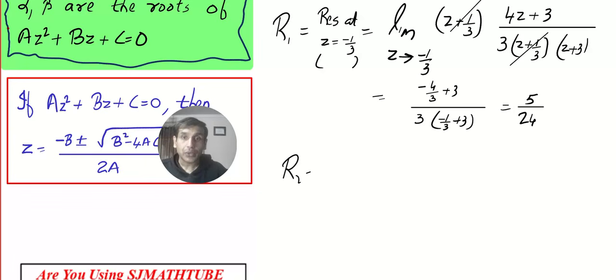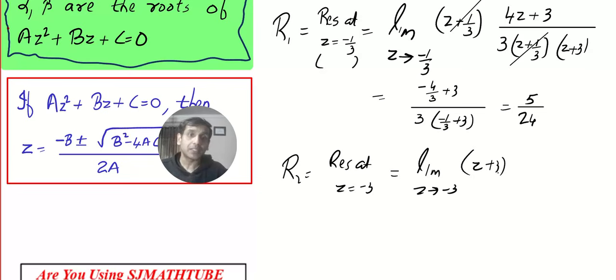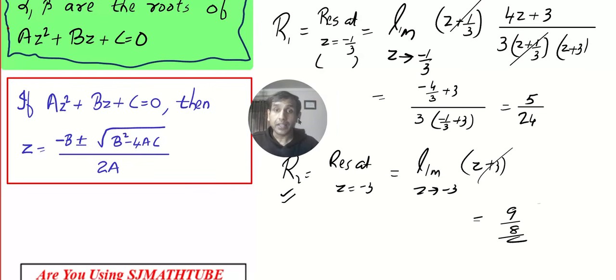Now R2, what do you mean by R2? Residue at the second pole, z equal to minus 3. Limit z tends to minus 3. It's so easy, z plus 3 multiplied by the function cancels and I got the answer 9 by 8. Don't trust my answer. I want you to check it, confirm it. Unless and until you practice, you won't be confident.